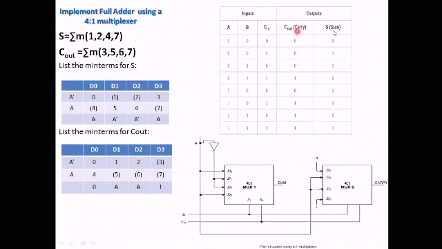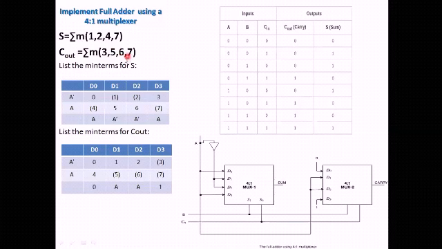So from these two columns, we are writing the sum and the C out in terms of summation of min terms. For sum, we write the terms that are 1 here. This is min term 1, this is min term 2, min term 4 and min term 7. So sum can be written as the summation of min terms 1, 2, 4 and 7. Similarly, for C out, it is 3, 5, 6 and 7. So C out can be written as the summation of min terms 3, 5, 6 and 7.